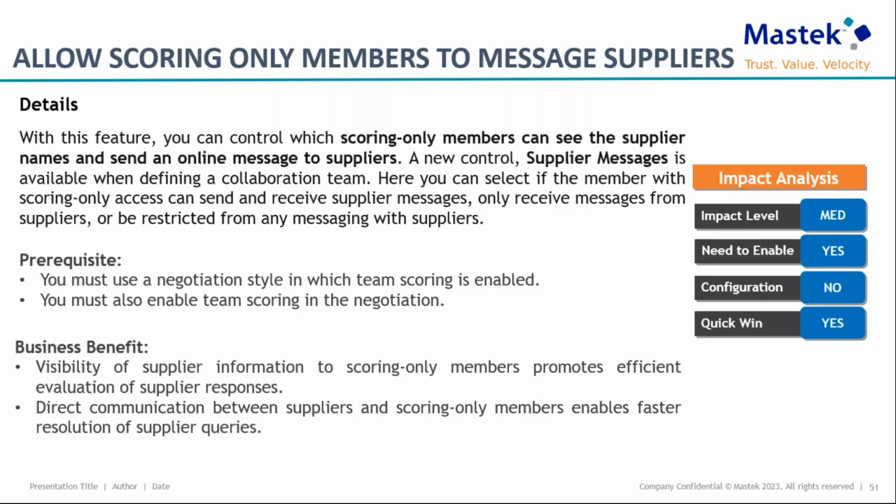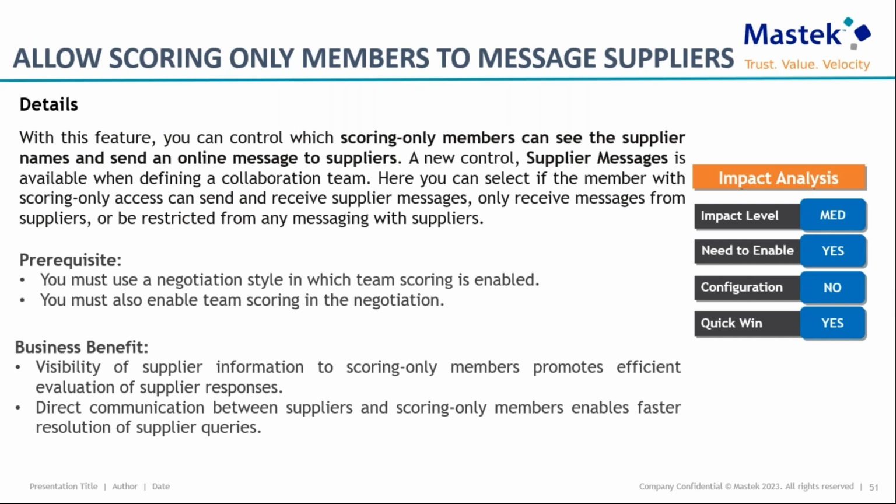Next update is allowing scoring only members to message the suppliers. Earlier, the scoring only members had no way of contacting the suppliers if they had any query from Oracle itself. So now after the 2023 CE upgrade, the scoring only team members will also have an option of messaging the suppliers online with the use of Oracle itself. The prerequisite for this is we need to have a negotiation style which has team scoring enabled, and a negotiation that has team scoring enabled.